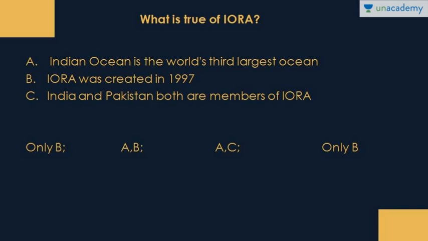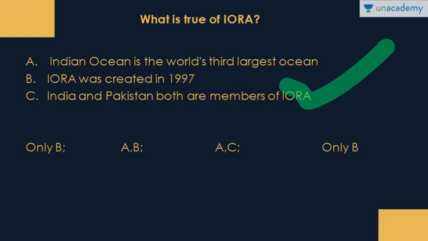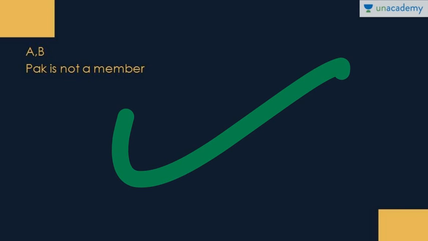Next. What is true of IORA, that is Indian Ocean Rim Association, for which a recent MOU regarding MSME sector was signed? A. Indian Ocean is the world's third largest ocean. B. IORA was created in 1997. C. India and Pakistan both are members of IORA. The correct answer to this question is A and B. C is wrong. Why? Because Pakistan is not a member of IORA. Also, Indian Ocean is, yes, the world's third largest ocean after Pacific Ocean and Atlantic Ocean. So we here have A and B as the correct options.